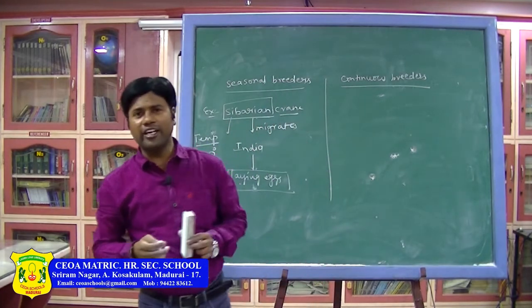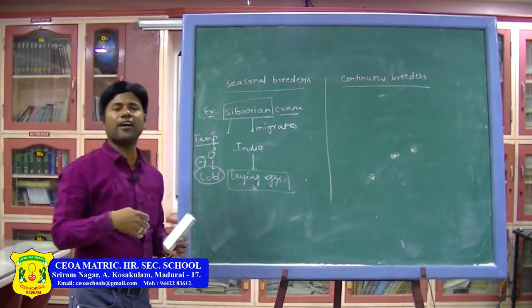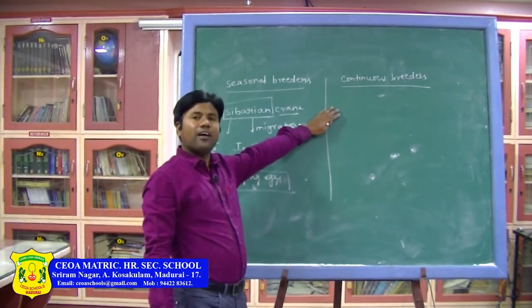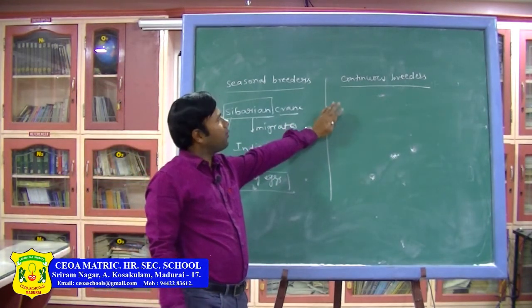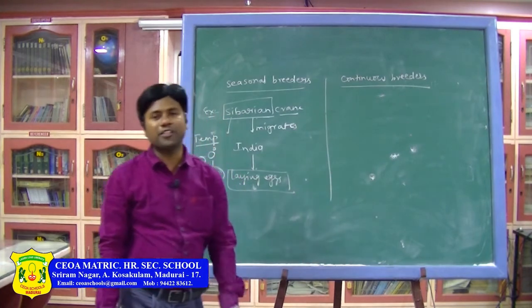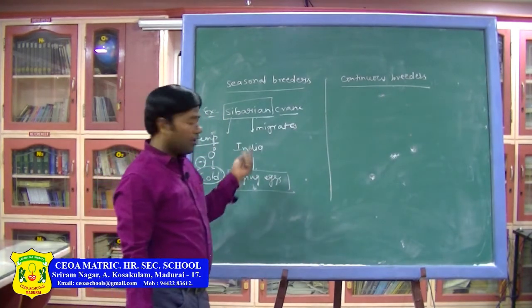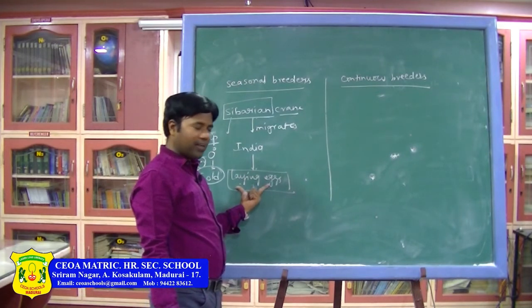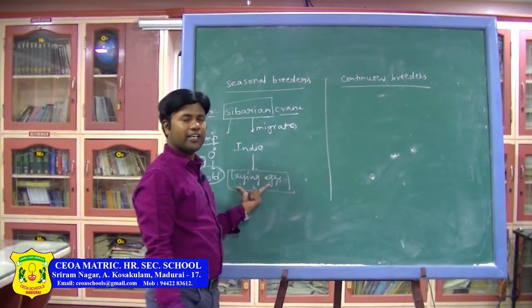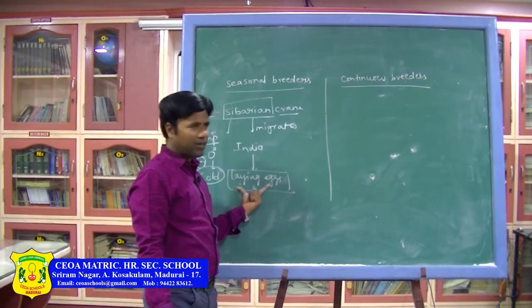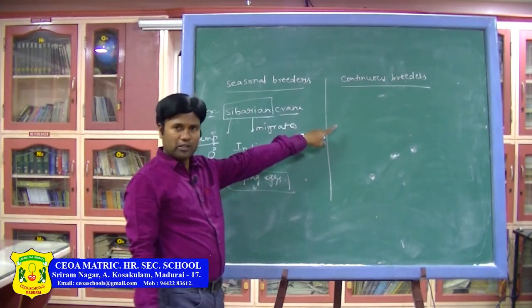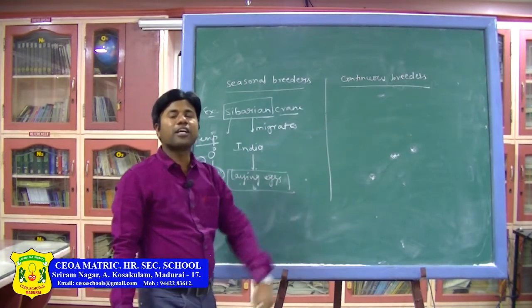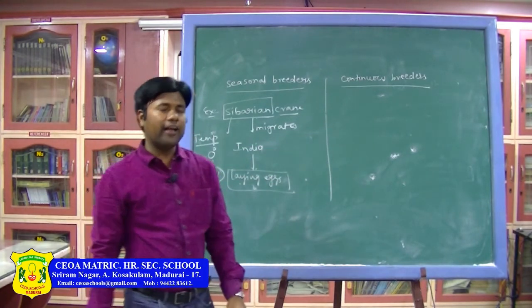Continuous breeders means irrespective of the season and all things, they breed and increase their population. Those are called continuous breeders. Among seasonal breeders, the reproductive cycle is one factor, and another is the climatic and environmental conditions, which also play an important role. Here, with the reproductive cycle only, they always breed continuously. Those are continuous breeders.